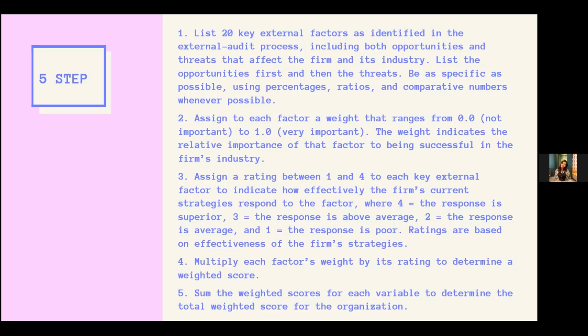And the fourth step is to multiply each factor's weight by its rating to determine a weighted score. And the last step is to sum the weighted scores for each variable to determine the total weighted score for the organization. So, yeah, next slide, please.